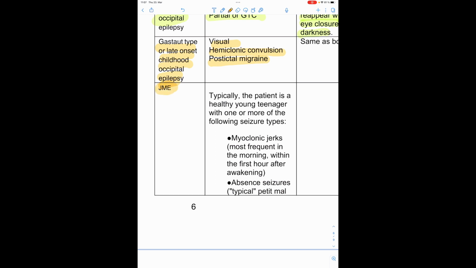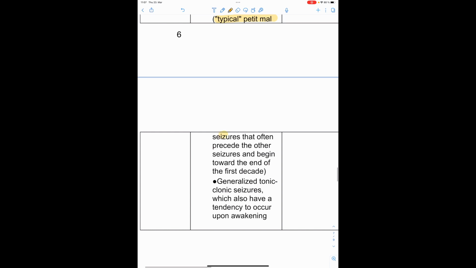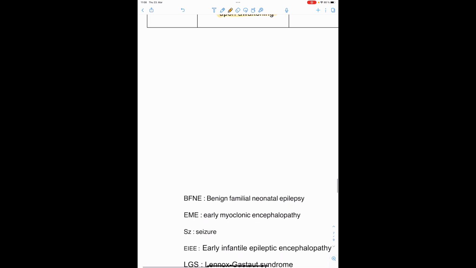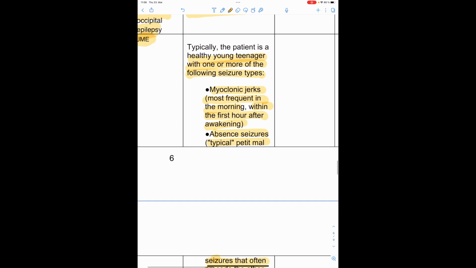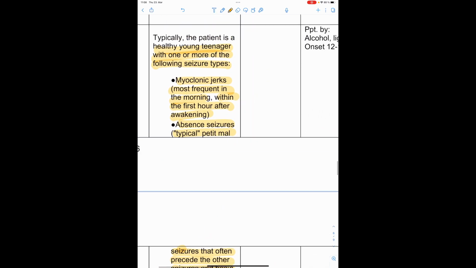Next is JME, juvenile myoclonic epilepsy. Typically the patient is a healthy young teenager with one or more seizure types. Myoclonic jerks most frequently in the morning within the first hour after awakening. Absence seizures, typical petit mal seizure that often precedes the other seizures and begins towards the end of the first decade. Generalized tonic-clonic seizures, which also have a tendency to occur on awakening. So these are the seizure types, and they are mostly myoclonic, then absence seizure, and generalized tonic-clonic seizure, and they are usually in the morning time.